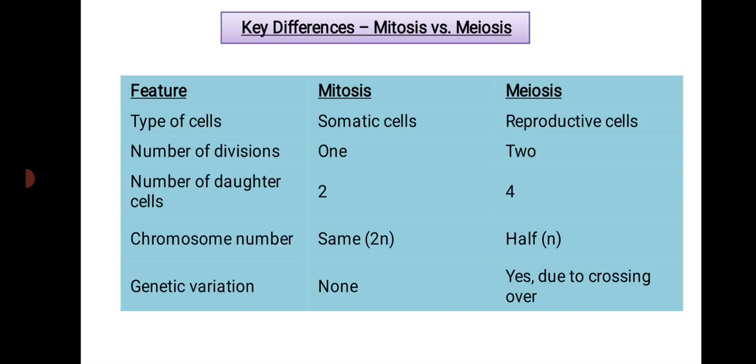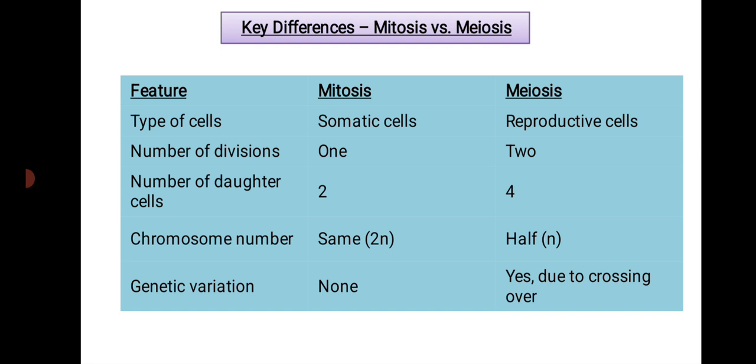Next we'll see the main differences between mitosis and meiosis. In very simple terms, these are the key differences between mitosis and meiosis: the types of cells, the number of divisions, and so on. First, the type of cells. In which type of cells does mitosis occur? Somatic cells, whereas meiosis mainly occurs in the reproductive cells or germ cells.